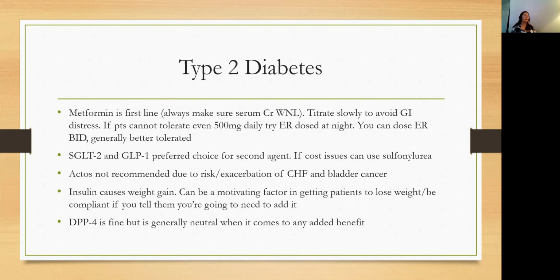And then something that you can tell your patients, when you can't get them under control and you know that it's dietary, insulin causes weight gain. Just the way it works, it causes weight gain. And so it can be a motivating factor in getting patients to get under control and not start insulin if you tell them this. And then you can also use DPP4s, but generally they're pretty neutral when it comes to any added benefit. So that's why we usually like the SGLT2s and GLP-1s better, because they have other benefits. The DPP4s are just kind of like, yeah, it works, but it doesn't really give you any other extra help.